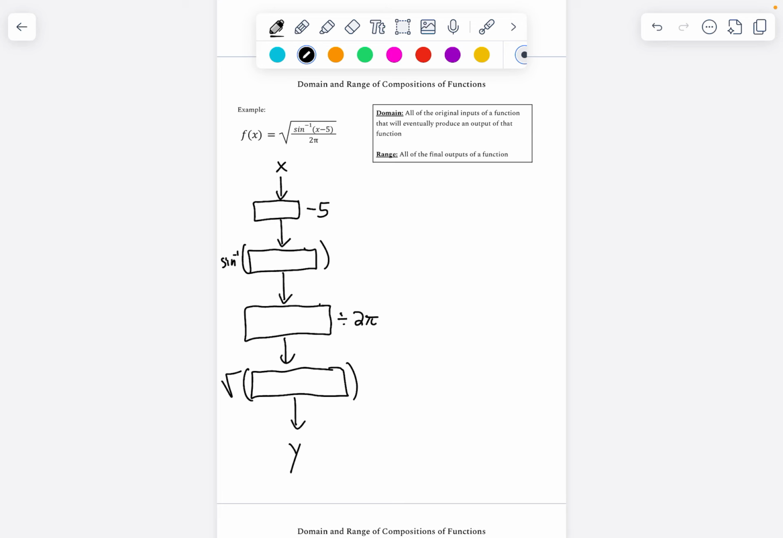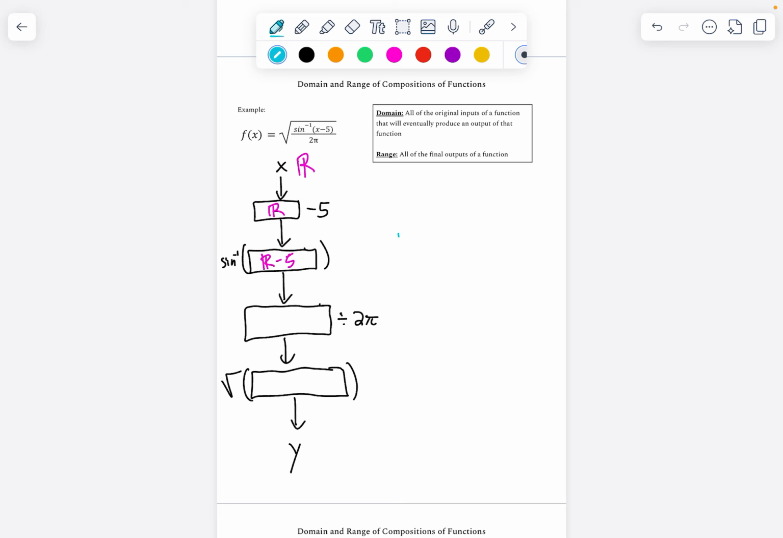And so let's go through this process. For starters, we begin with all real numbers. We can choose any real number for x. And we're going to take all those real numbers and we'll subtract 5. So we'll still end up with all real numbers. They'll just be shifted by 5. Then we go to take sine inverse of all real numbers minus 5.